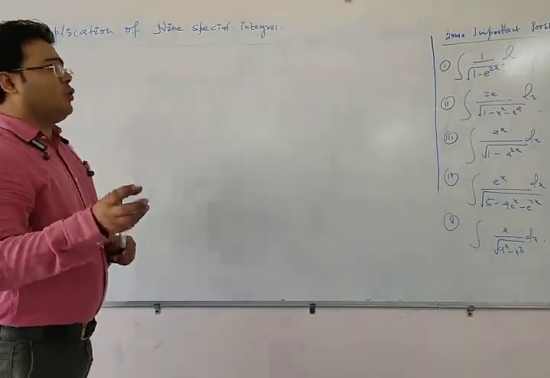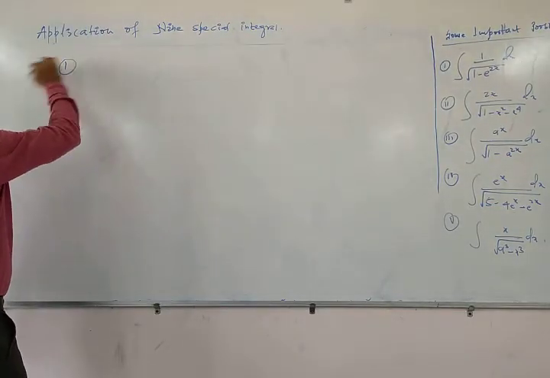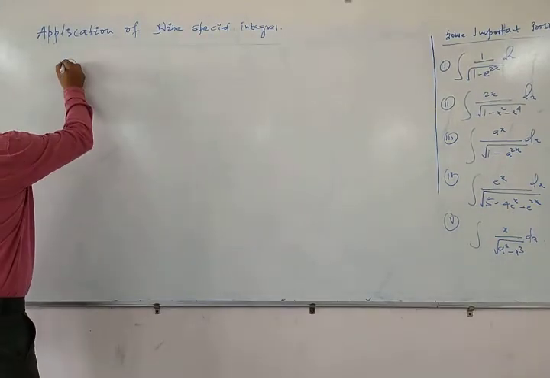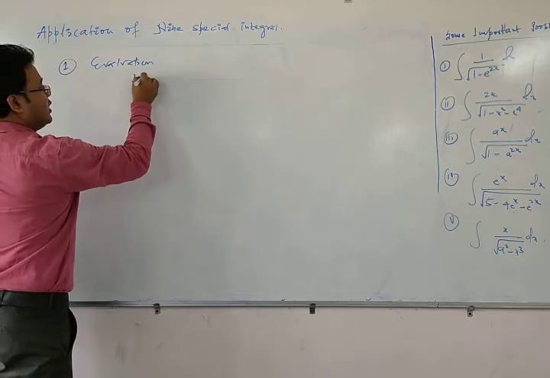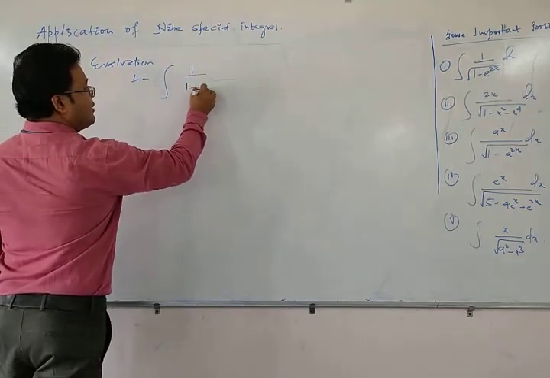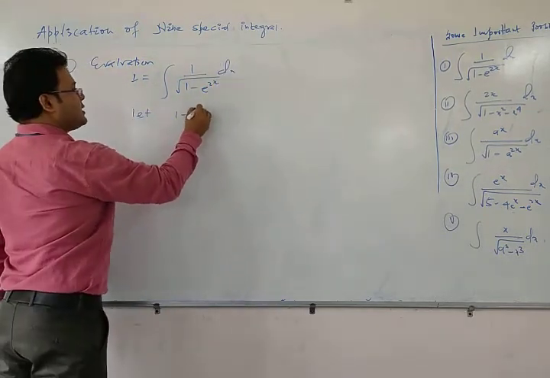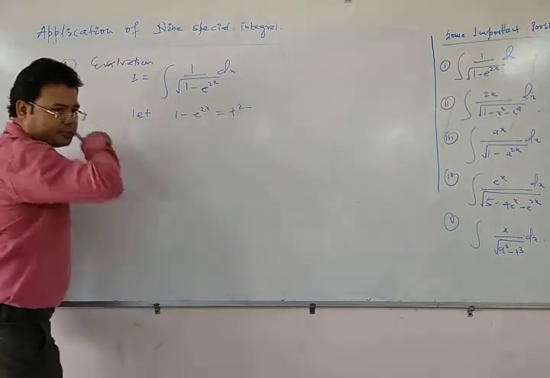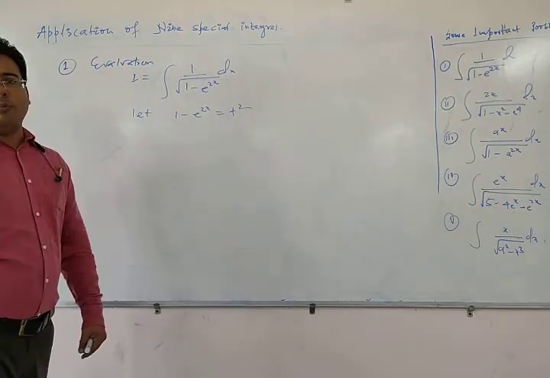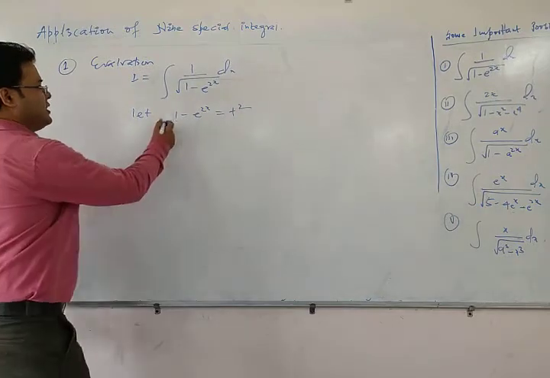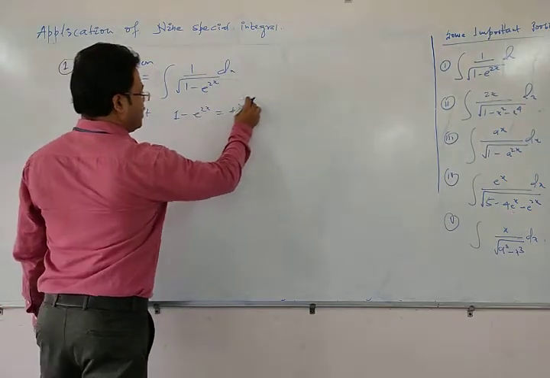So you can see, now we will take the first question. Evaluation: I is equal to the integration of 1 by (1 minus e to the power 2x) with respect to x. Here we substitute 1 minus e to the power 2x is equal to t square. You already know about these questions. You have already seen them in the last lecture. So here we can let 1 minus e to the power 2x be equal to t square.